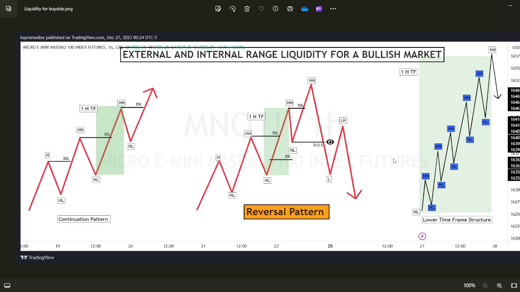I'm your host KRO. Without wasting any time guys, welcome to external and internal range liquidity for a bullish market. Then I'll have another slide or picture, this time using pictures for a bearish market.